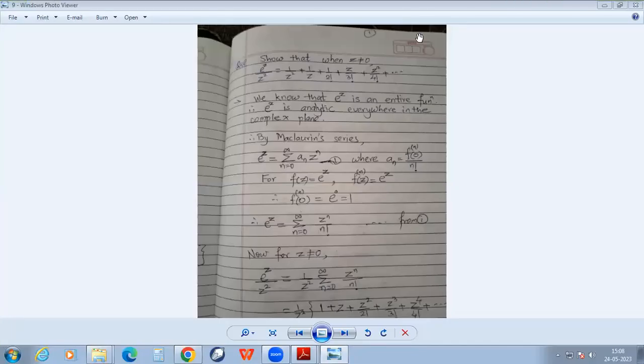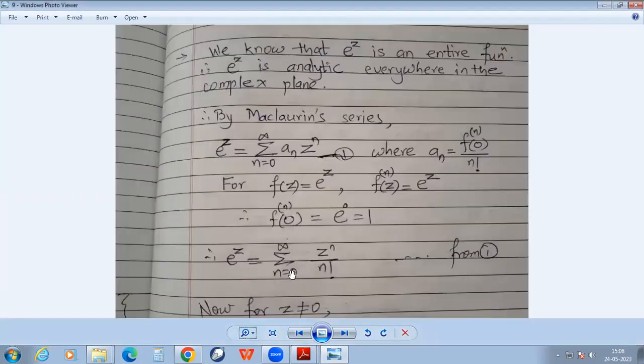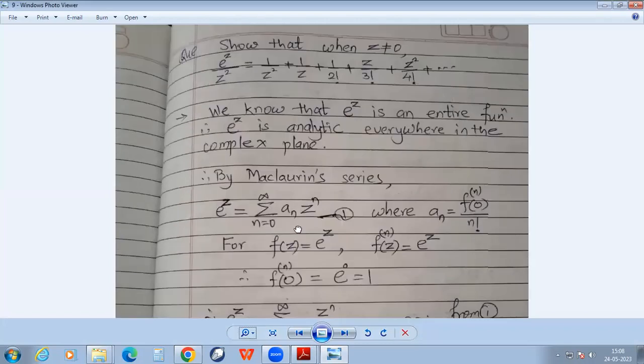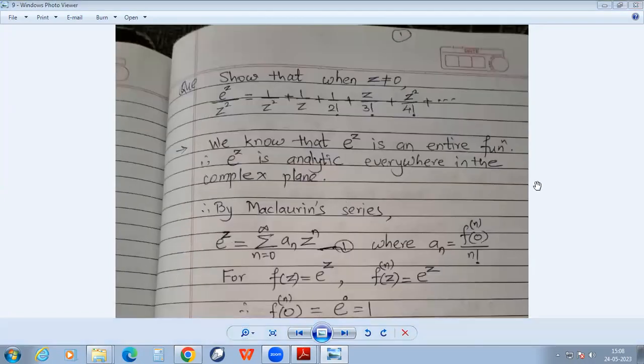See, last time we have talked about how to expand a function using Maclaurin series. So I think you might have gone through these examples. Let us once try to revisit these questions. You are required to show that e raised to z upon z square happens to be this, when z is non-zero.